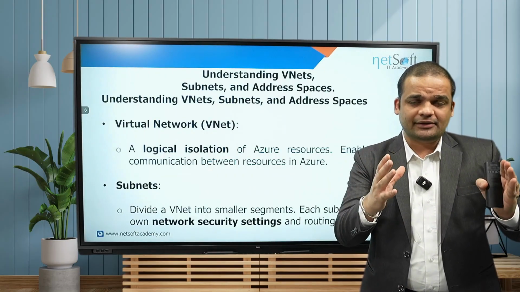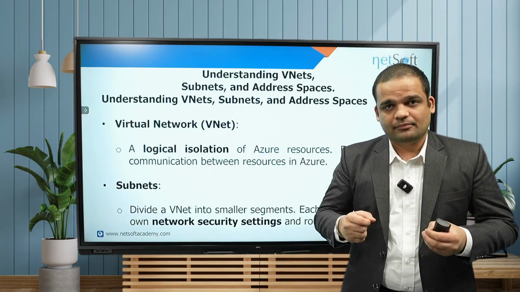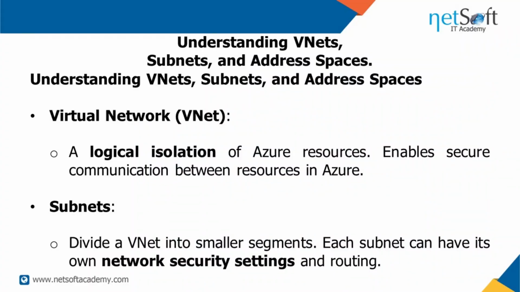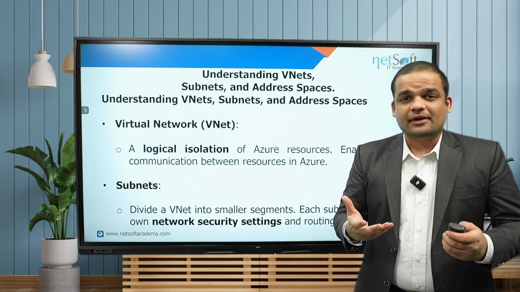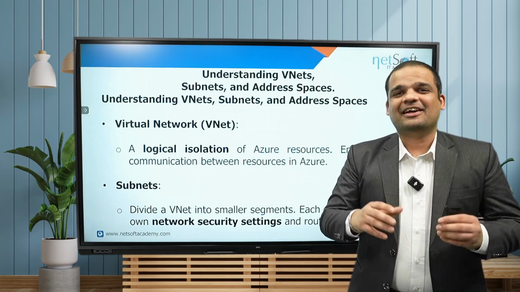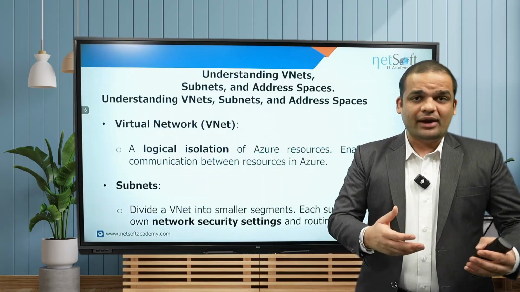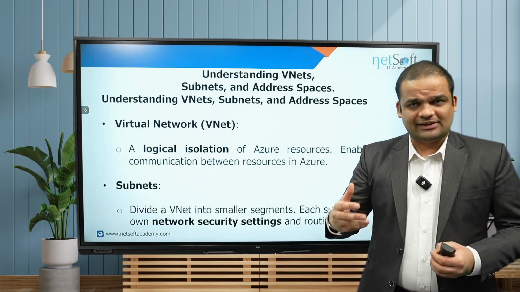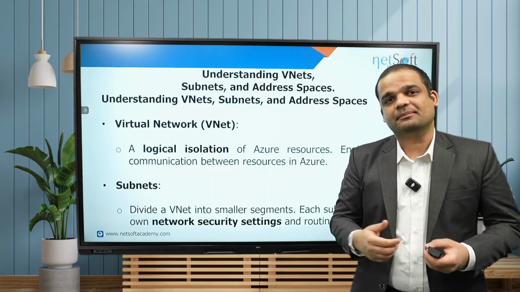Now, once you have VNet, what will happen if you try to divide it into smaller segments? Well, you will create subnets. A subnet, subdivision of a network, right? It's in the name. It's a division of a network into smaller segments. Subnets allow you to organize your resources in a way that meets both security and performance needs. It creates further isolation.